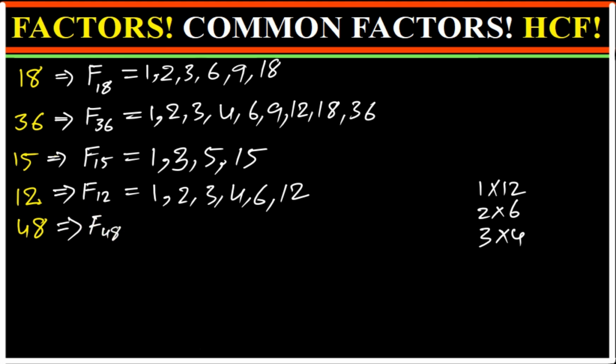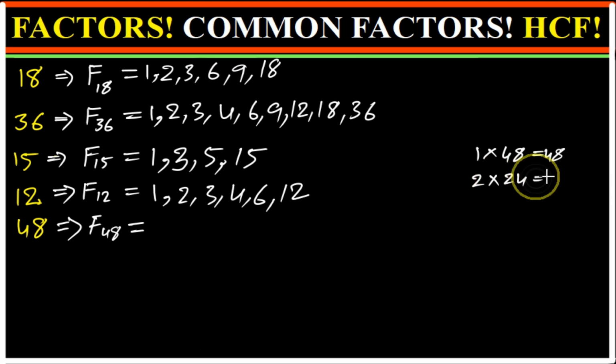Factors of 48. Again, we have to see in which tables 48 comes. So what are the numbers that can divide 48 fully? That will be the factors of 48. It comes in one table, 1 can divide 48. 1 is the factor of every number, so it is omnipresent. So 1 times 48 is 48, 2 times 24 is 48, 3 times 16 is 48, then 4 times 12 is 48.